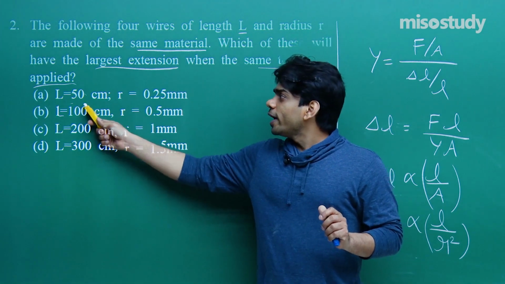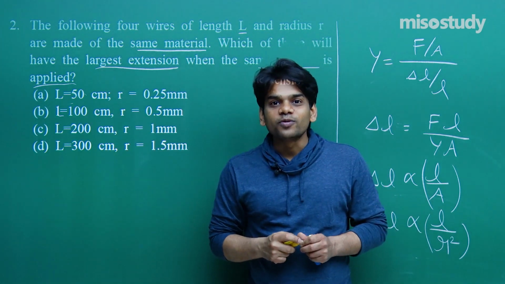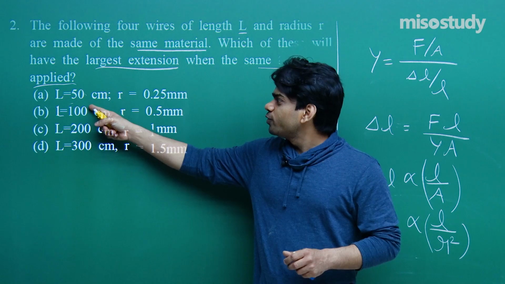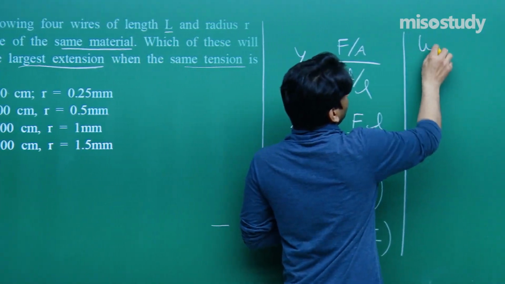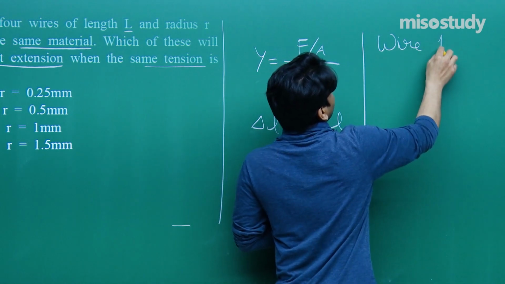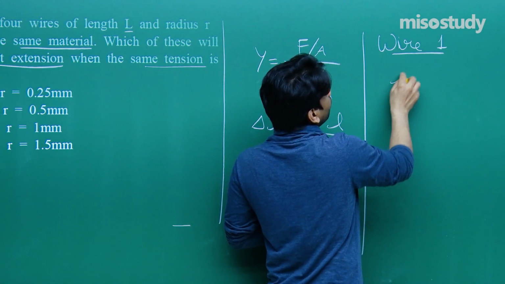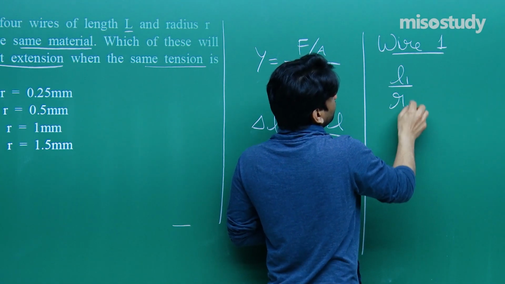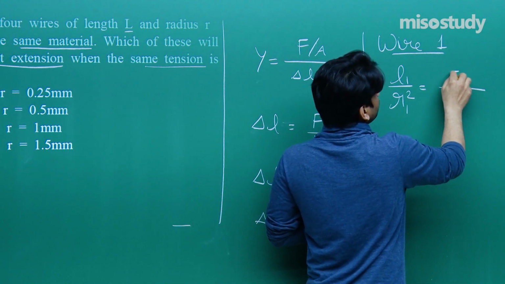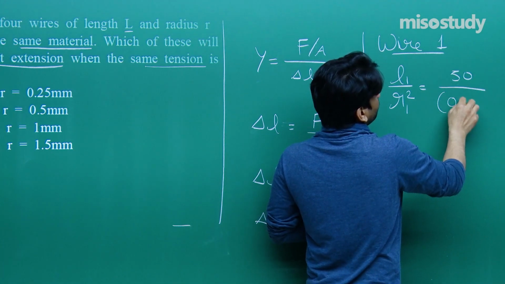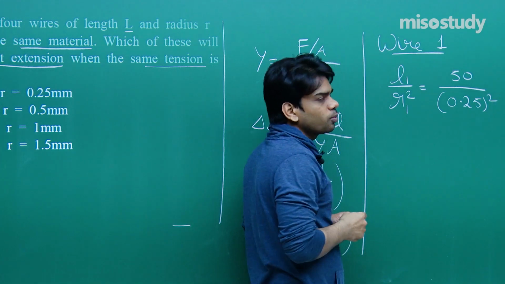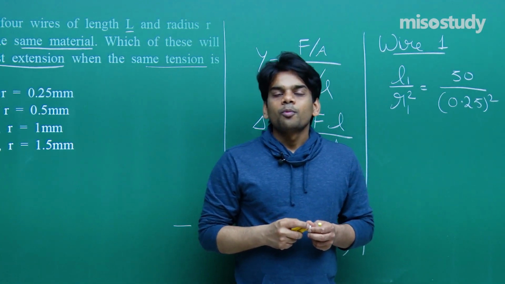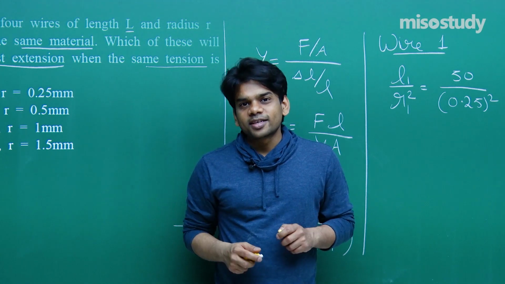We will just do L upon R square for each of the given wires. So first we have L equal to 50, R equal to 0.25. So for wire 1, let's quickly evaluate L1 by R1 square. So 50 by 0.25 whole square. Let's evaluate this. 50 upon 0.25 whole square. 0.25, 25 whole square, that is 625.